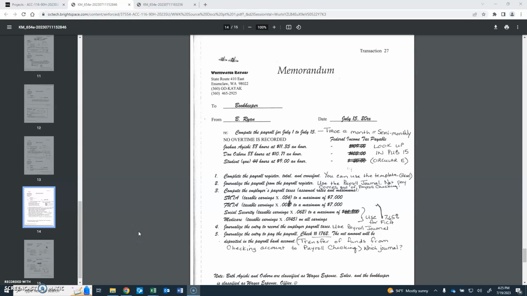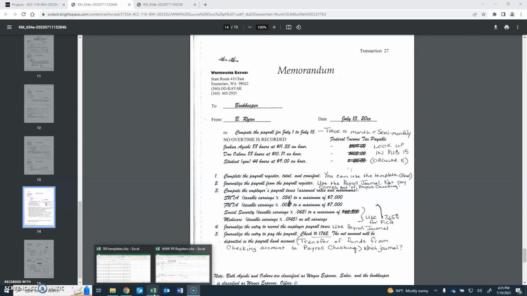Okay, in this final video, we're going to take a look at actually completing the payroll. At the end of the previous video, we went through this transaction page, what all of this meant, what we're going to do, and now we're going to actually do it. Okay, so what we need is a payroll register. Every time we do payroll, it has to be put on a payroll register. So we're going to start with that.